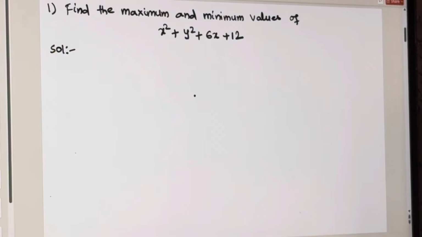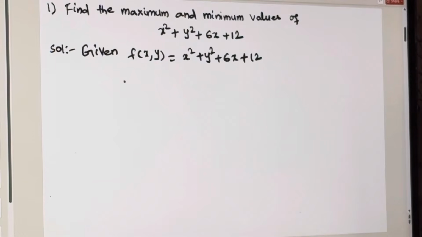Find the maximum and minimum values of x square plus y square plus 6x plus 12. This is the given sum. How do we solve this? First we will have to write given f of x comma y is equal to what? X square plus y square plus 6x plus 12. Now how do we proceed?